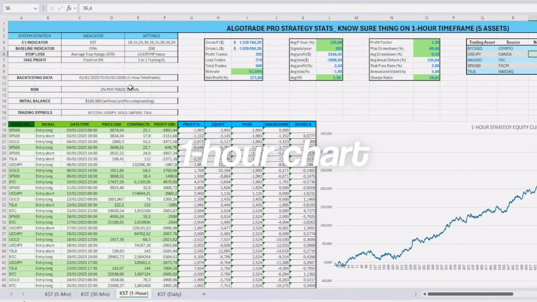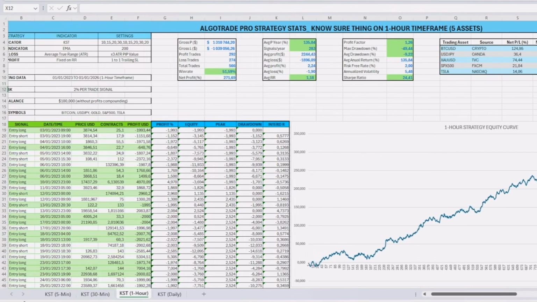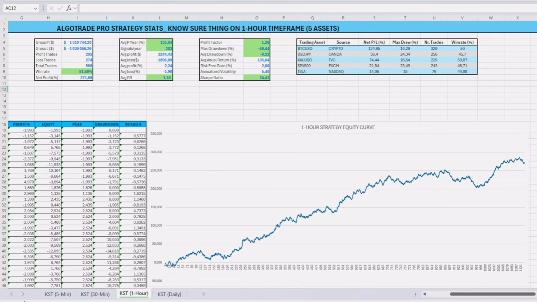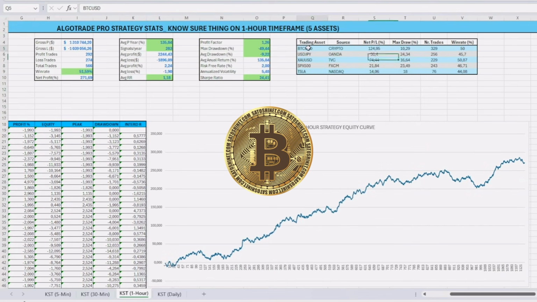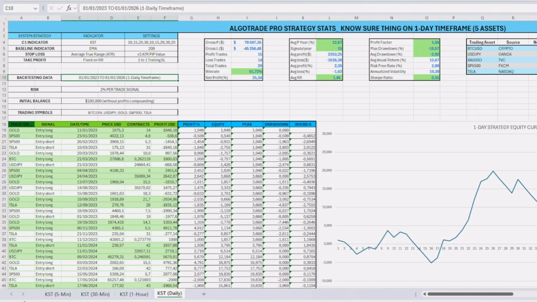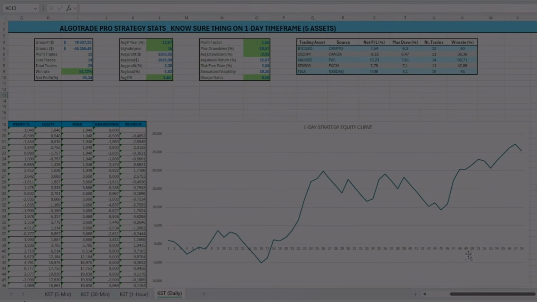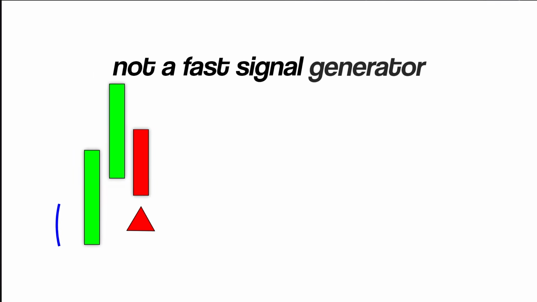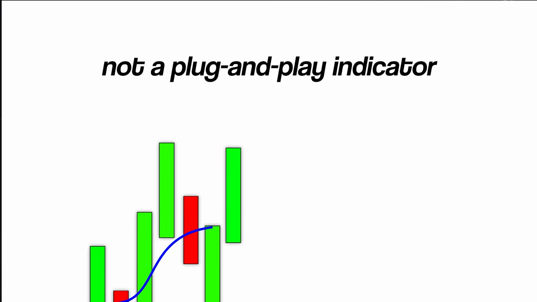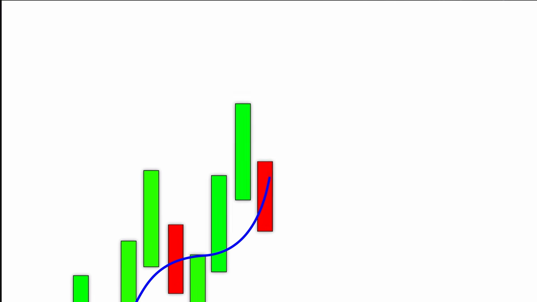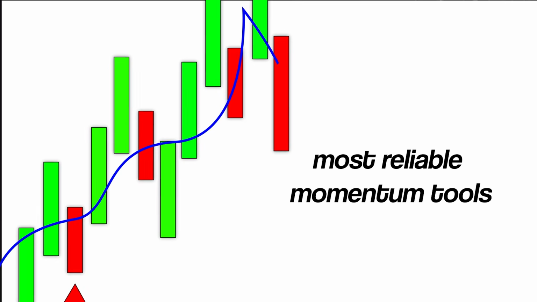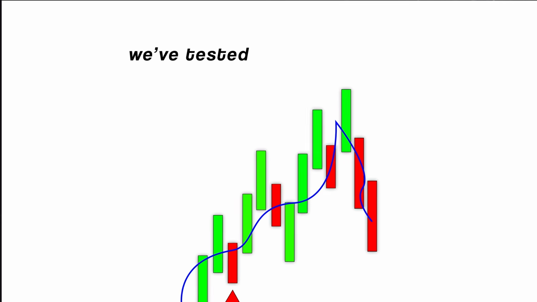Then, on the 1-hour chart, performance remains solid, still profitable and efficient, with Bitcoin being the best asset in this time frame. And finally, on the daily chart, we get another clean behavior. Fewer trades, yes, but higher quality. So, here's the takeaway. The No Sure Thing is not a fast signal generator, and it's not a plug and play indicator. But when used correctly, it becomes one of the most reliable momentum tools we have ever tested on this channel.